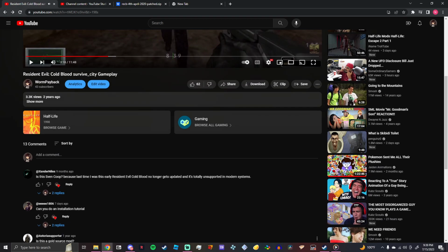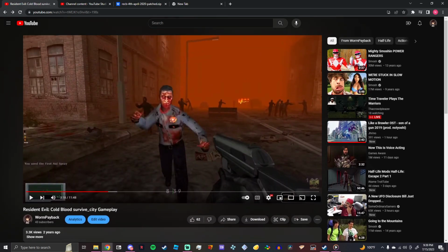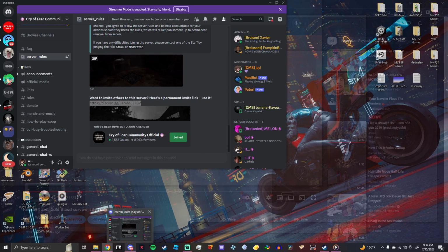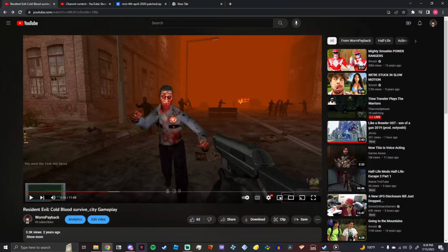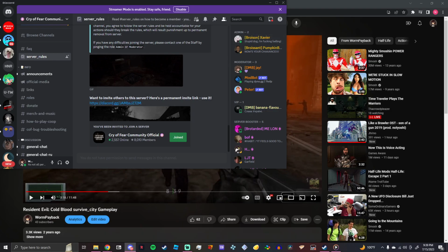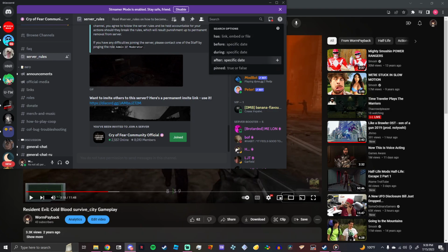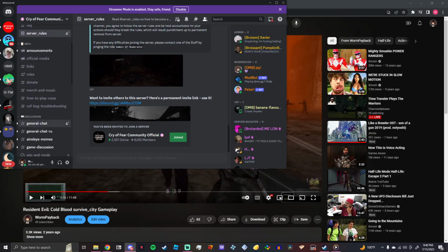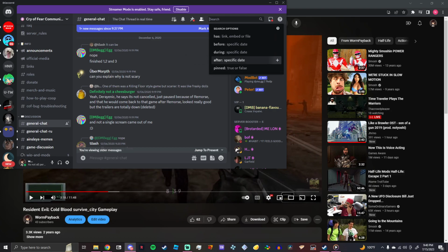So, how I got this Sven Co-op mod for Resident Evil Cold Blood is that I went to the Cry of Fear community server after hours of research. After figuring out that the Half-Life mod doesn't work, I decided to search for how to play or any files that should be on here, because yeah, I had a non-functioning Resident Evil Cold Blood mod for Half-Life.